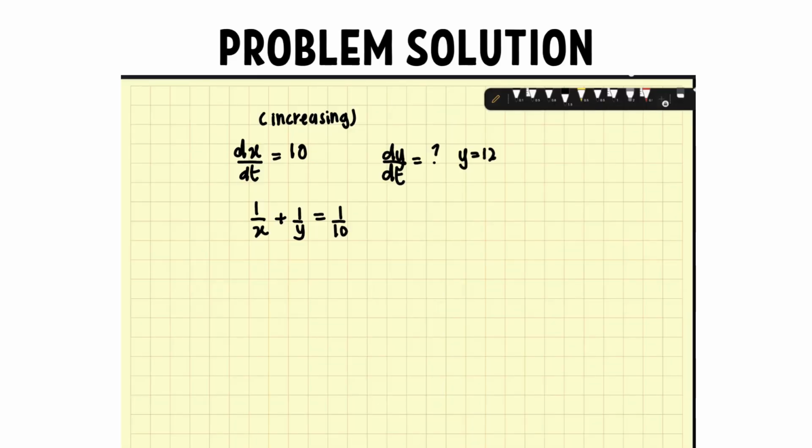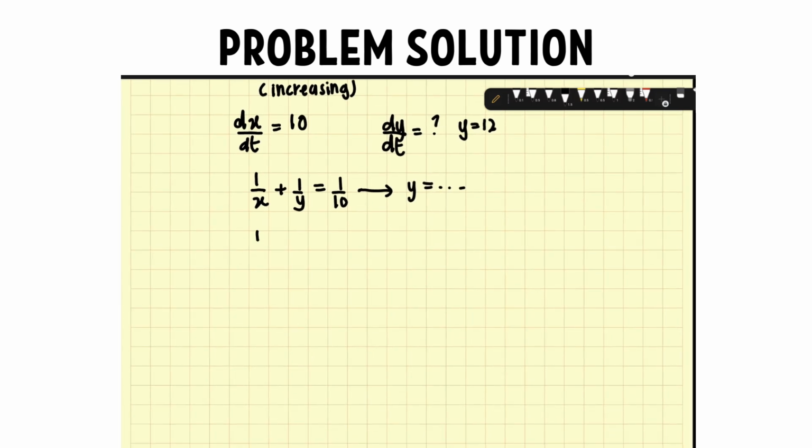So here is the solution for the question. First things first, we have to bring out all the information given, such as the dx/dt, the value of y, and the equation. So dx/dt should be positive since x is increasing. After that, we have to modify the equation given, so the equation will be y in terms of x.